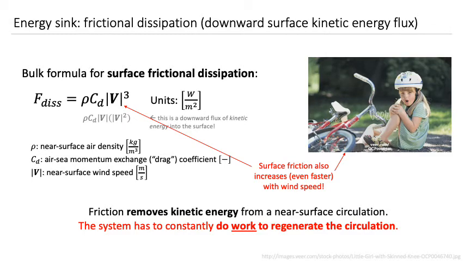So putting this in physical terms is that friction removes kinetic energy from a near surface circulation, transfers it from the circulation to the surface. And so what that means is the system, meaning the tropical cyclone, has to constantly do work to regenerate the circulation. If you imagine the vortex is always rubbing against the surface, so it's always losing kinetic energy, so it has to be constantly regenerating that kinetic energy, and it's using the heat input to do that.